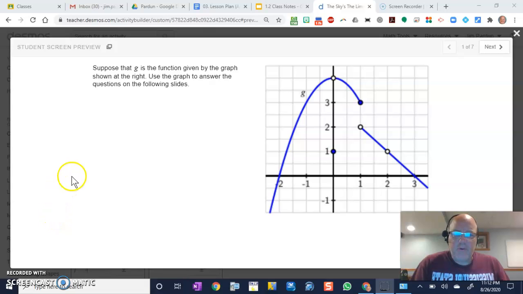Okay, so in the preview activity, we had this function g here, and we saw that as x gets as close as we want to 0, the function g is getting as close as we possibly can to a value of 4. Now keep in mind that x is never equaling 0. We're just getting closer and closer and closer to 0.